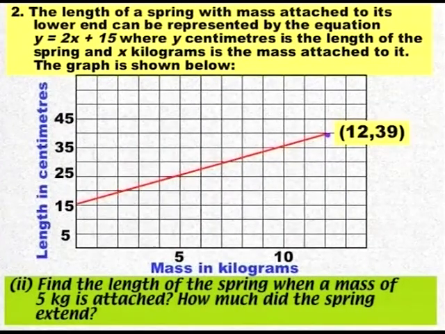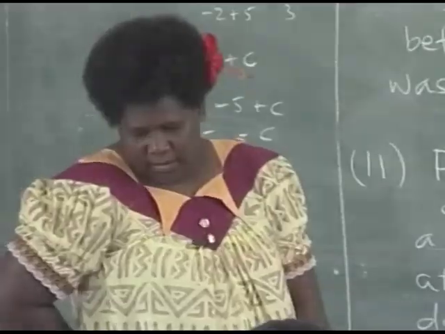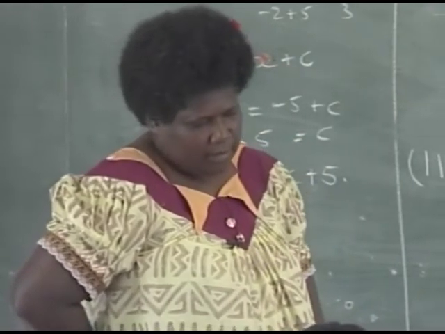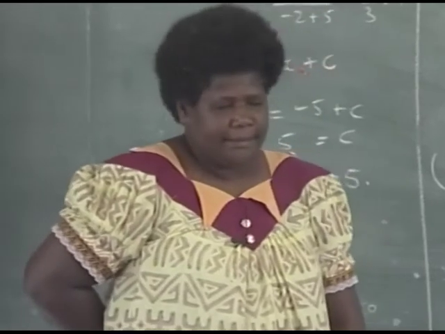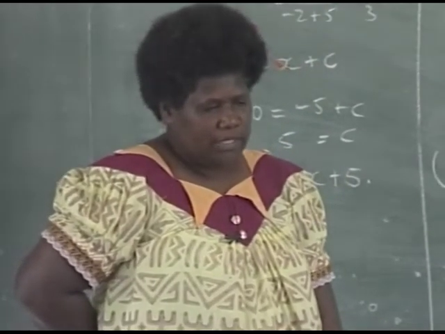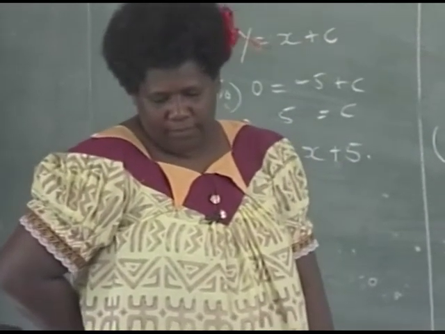Okay, the next one, find the length of the spring when a mass of 5 kilograms is attached. Chutaili? Is it 10 centimeters? 25 centimeters. Okay, it's 2 times 5, which is 10, plus 15 will give 25.